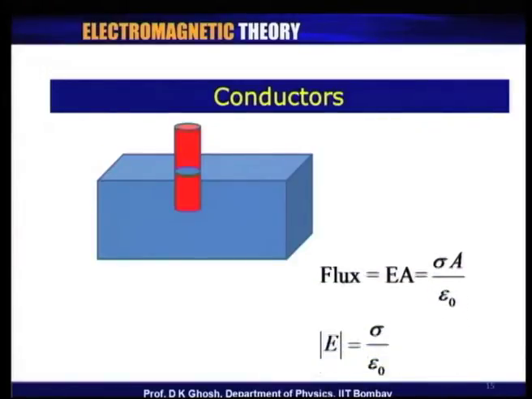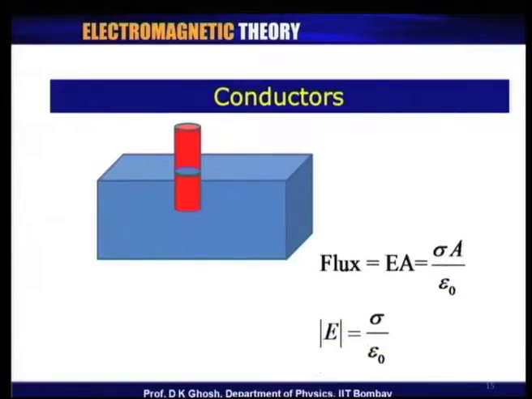Now, notice one thing. So, the flux is the electric field times the area, and that is equal to the charge which is sigma A divided by epsilon 0, and that tells me that the electric field is sigma by epsilon 0. Now, remember, there was no electric field in the bottom half, and the electric field then has a magnitude sigma over epsilon 0 just outside the charged surface.